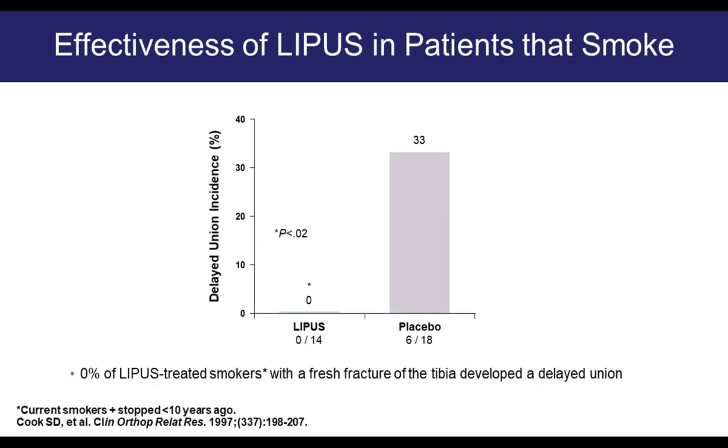One other factor here, this is the percentage of LIPUS-treated smokers who developed a tibial delayed union. So those were fresh fractures, if you recall. Those weren't non-unions. Those were fresh fractures. Of the 14 patients who received LIPUS, and were smokers, none of them went on to delayed union. They all healed. However, 6 of the 18 patients who smoked and did not receive LIPUS went on to delayed union. So again, none of the smokers failed to heal.